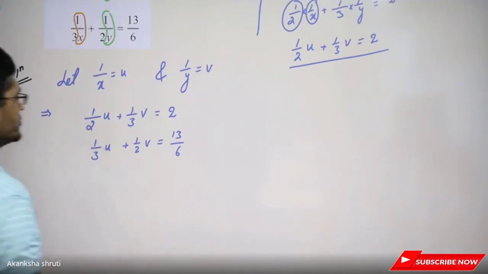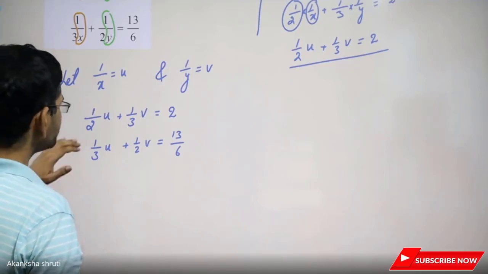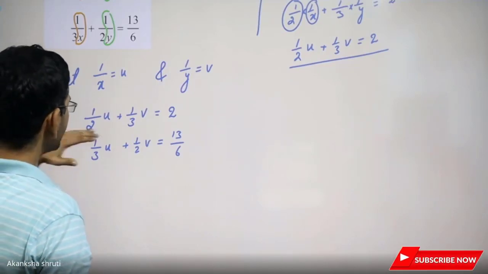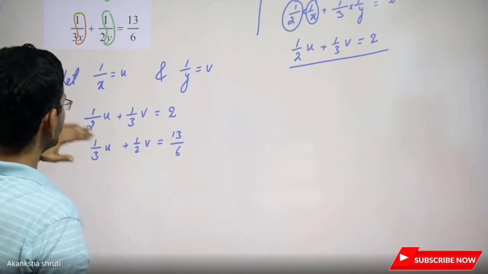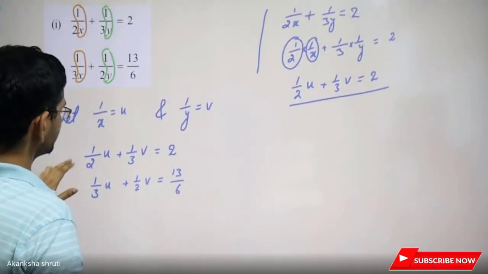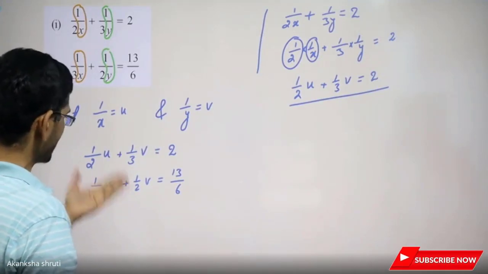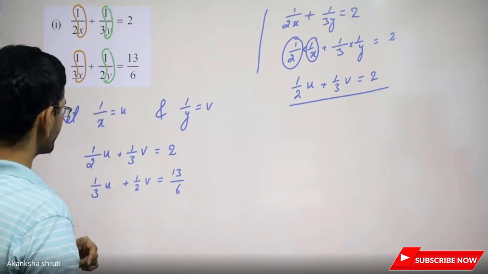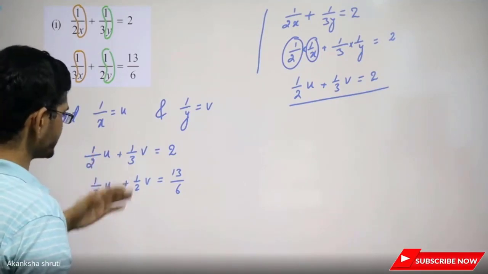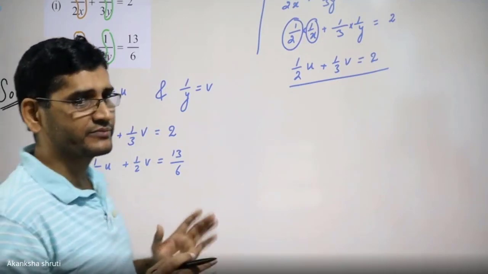Very easy to solve, or even earlier we had also solved. Students, here we can take the LCM because these are two fractions and we can get a convenient equation, or directly this u and v can also be cancelled by equating coefficients. But most of the students are not comfortable with these fractions.